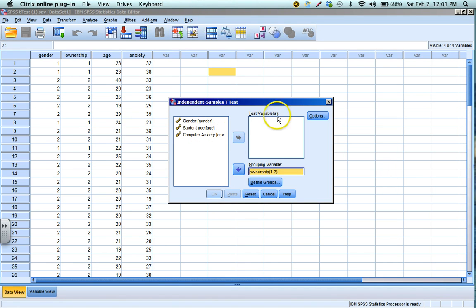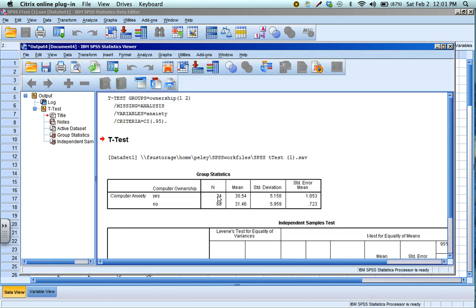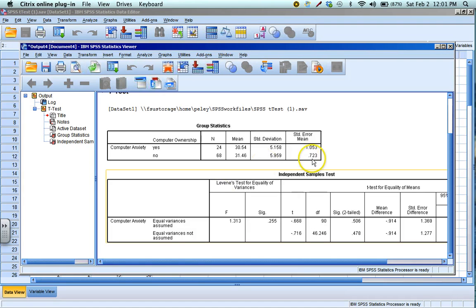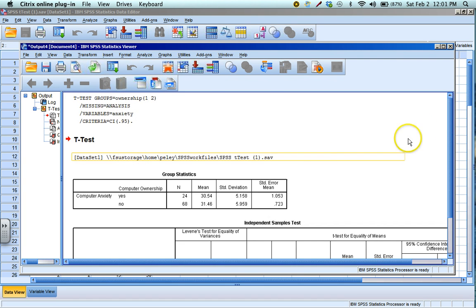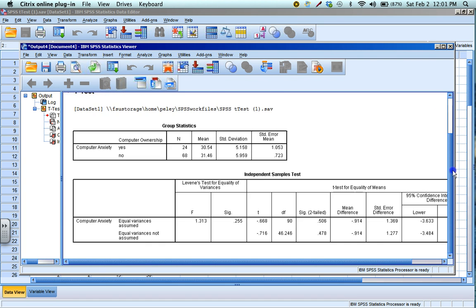Now I need to put in my test variable. I'm testing against computer anxiety, so I'm going to select that there, and I'll press OK. As you see here, it computed the results. Let's take a look here.